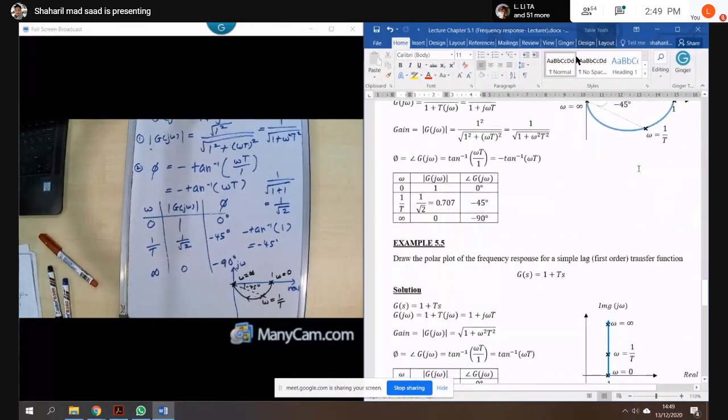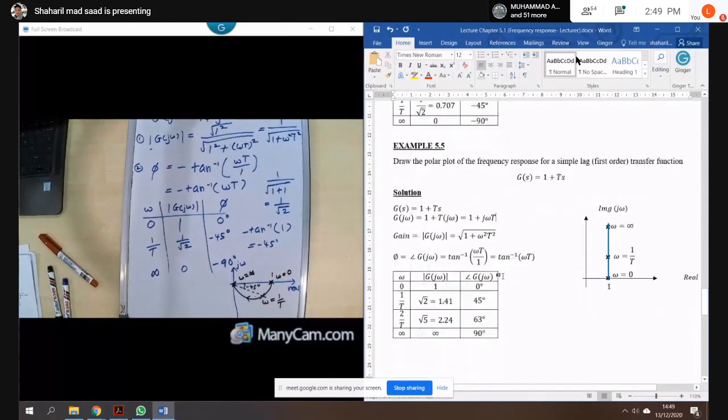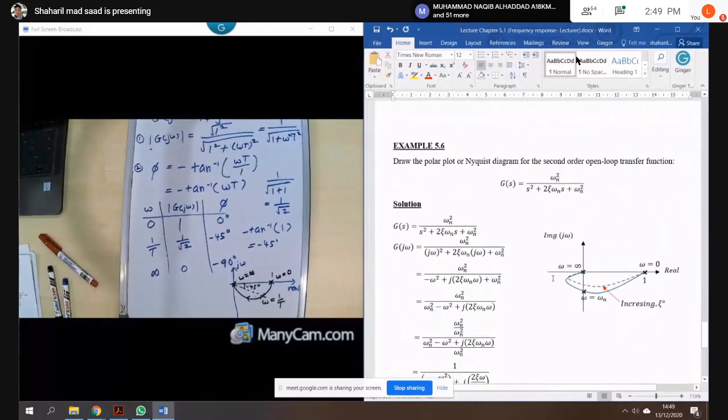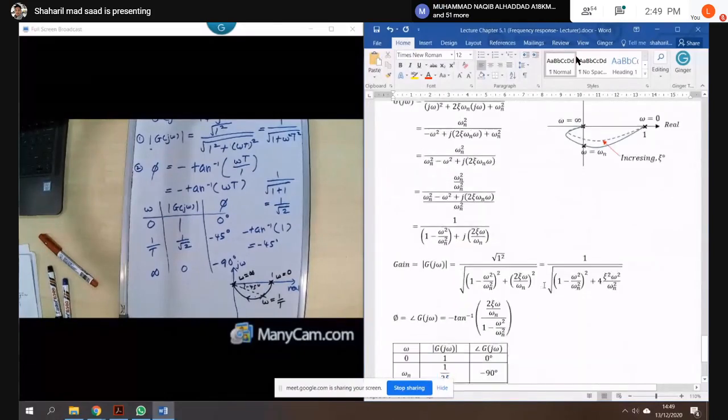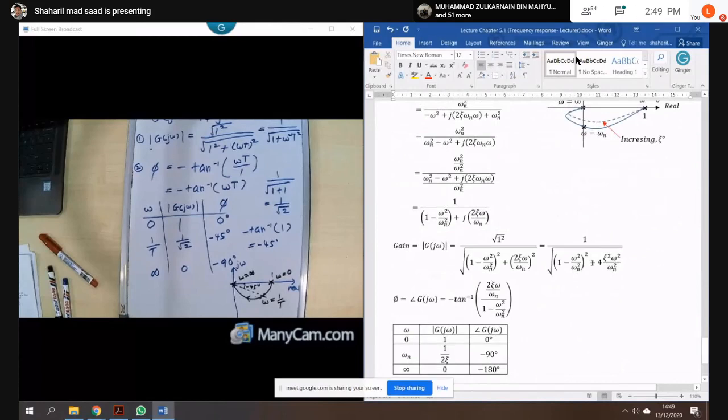All right. Okay. Example 5.5. I think you can go through by yourself. This is a simple thing. You have this kind of graph. For the second order, it's okay. You can just go through it only. It doesn't matter, this one.